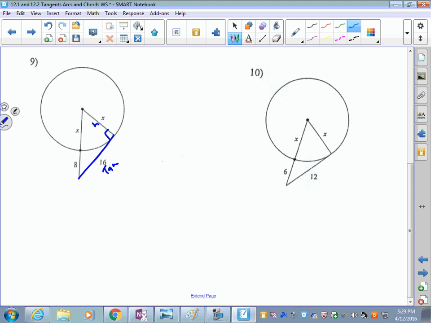Now do y'all see what type of triangle we have in there? Yeah, we have a right triangle, so we're going to do a squared plus b squared. We're going to combine this together. We're going to write our hypotenuse as 8 plus x. 8x means 8 times x, but we're adding them together, so that's 8 plus x. All right, so we're going to do a squared plus b squared equals c squared.